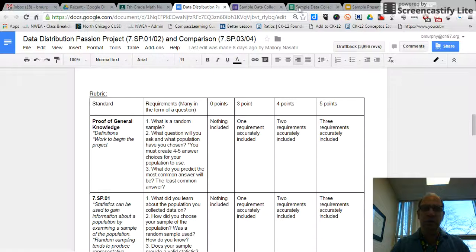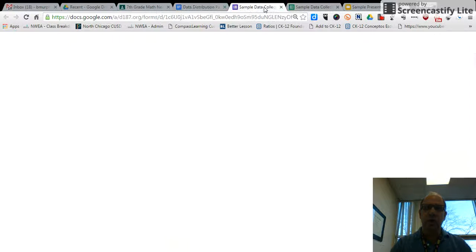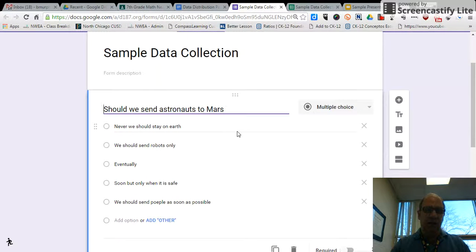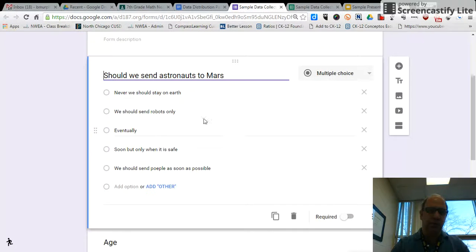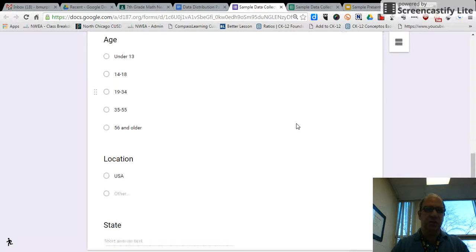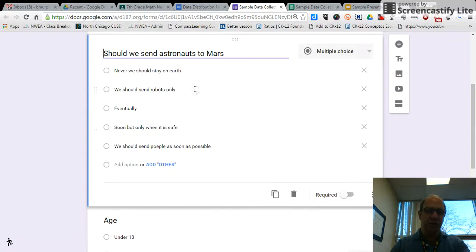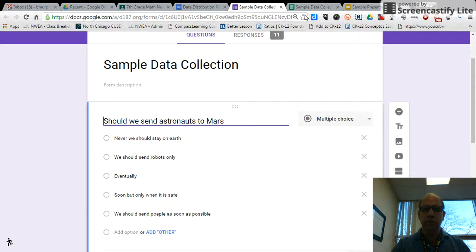Here's my example. So I started with a sample data collection that I did online. Should we send astronauts to Mars? And I had 1, 2, 3, 4, 5 choices for them. So it wasn't a yes or no. It was, should we send astronauts to Mars? I also asked other questions: age, location, state. So I got 4 questions and 5 possible answers for my respondents.